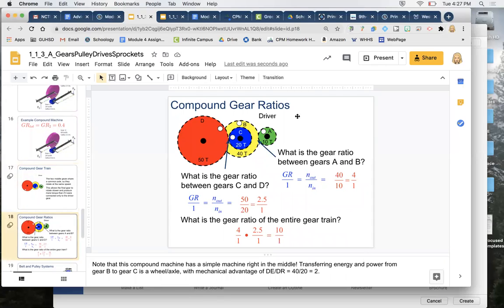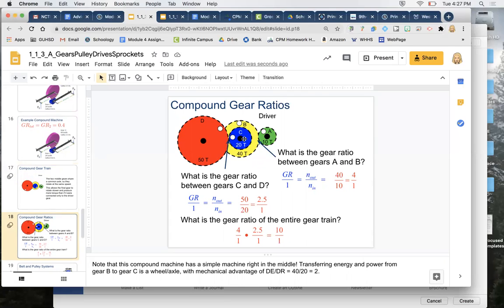So let me show you how we calculate these. It's really no different, but these share an axle. So that's the first thing that you should notice, that these are on the same axle, B and C. This is stacked behind it. That's really what's going on here. This is called a compound gear train, because they're stacked on top of each other.